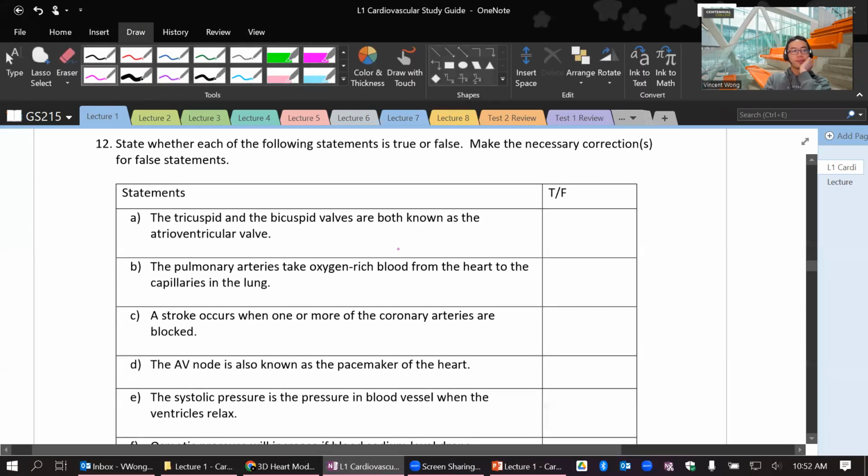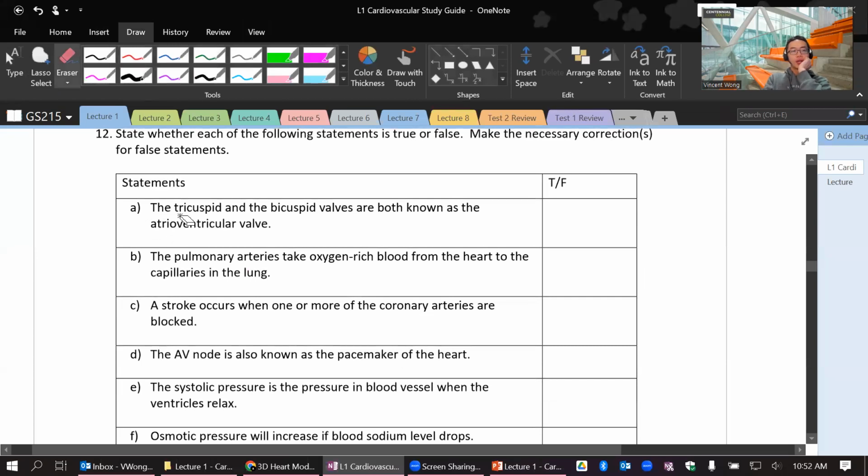First question. The tricuspid and the bicuspid valves are both known as atrioventricular valves. Okay, so think about whether that's true or false. You can just quickly type me a T or F in the chat.